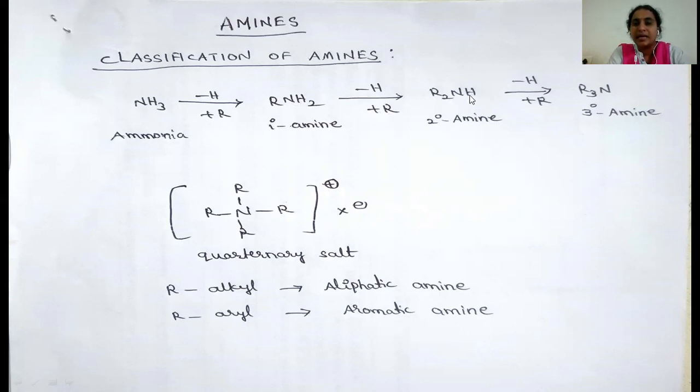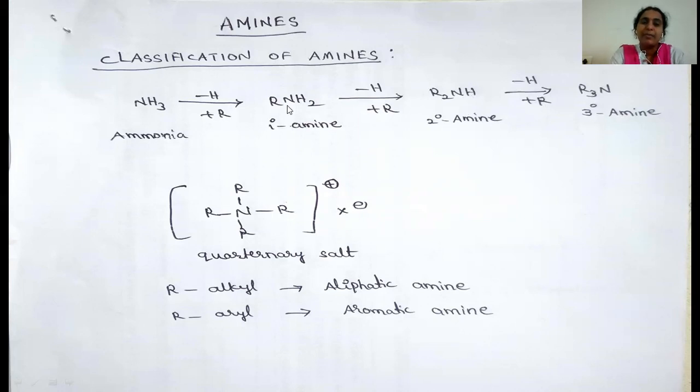Now, in this dialkyl amine, around the nitrogen, two alkyl groups are present. Hence, this amine is called secondary amine. And in the secondary amine, if one of the hydrogens is replaced by an alkyl group, then it produces the trialkyl amine. In this one, around the nitrogen, a total of 3 alkyl groups are present. Hence, this amine is called tertiary amine.